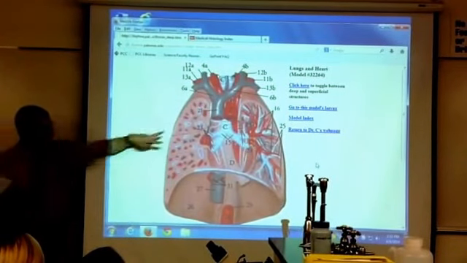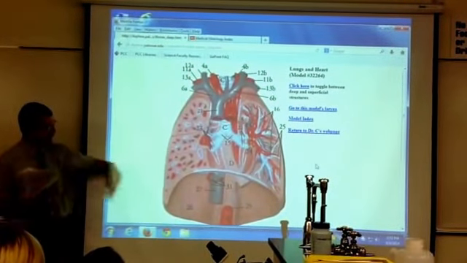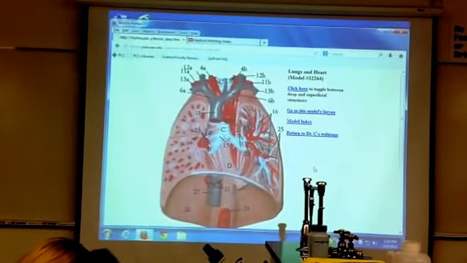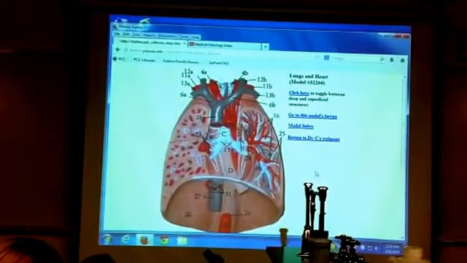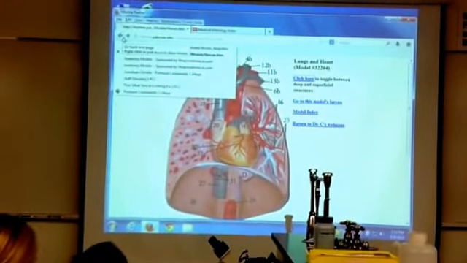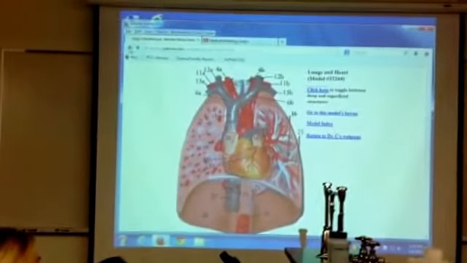But then there's also the fissures, which are the lines. So, how many fissures would be on the left lung? One, because you have two lobes. Very good. Let me go back there.